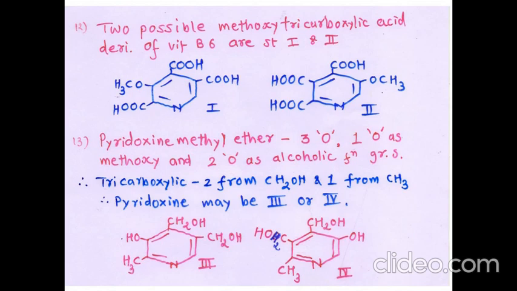So tricarboxylic acid, 2 are from CH2OH and 1 from the methyl group which is present at position number 2, right? And therefore pyridoxine, if you compile all this information together, pyridoxine, that is vitamin B6, maybe structure 3 or structure 4. See, this is structure number 3 here and this is structure number 4. So still we don't know which one is the pyridoxine, either 3 or 4, friends, right?